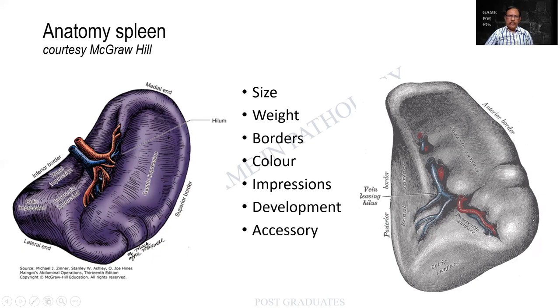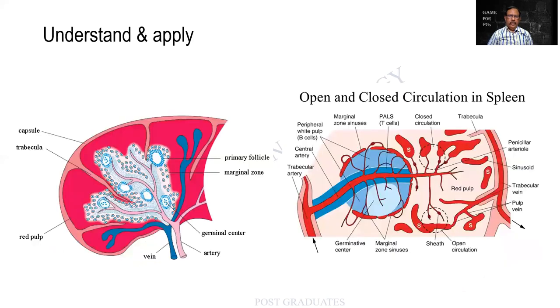Again, this is one organ which will have a purplish tinge, which is very much brought out in this diagram. The purplish tinge is because of venous stasis. Understand and apply. Obviously, the gross and the microscopy go hand in hand. And I always say the practicals and the theory also go hand in hand.